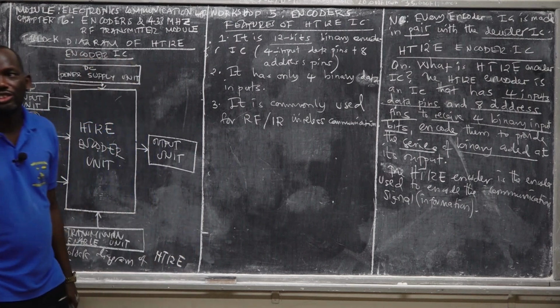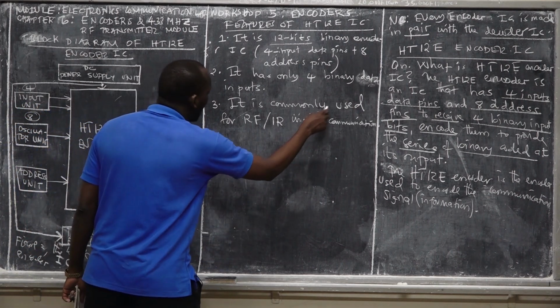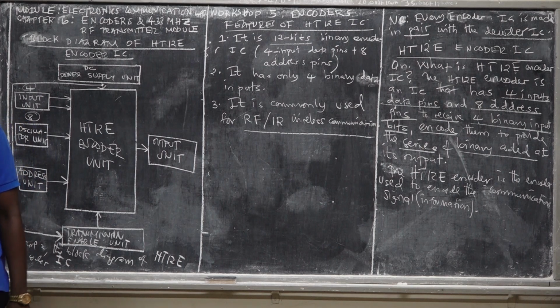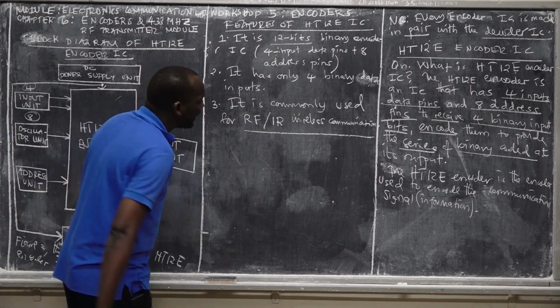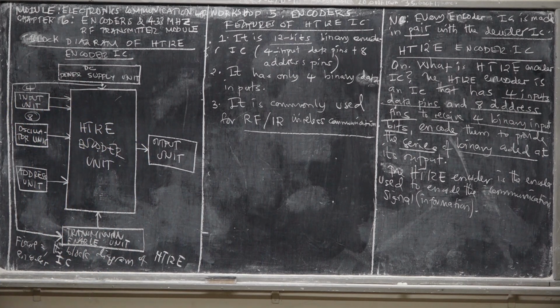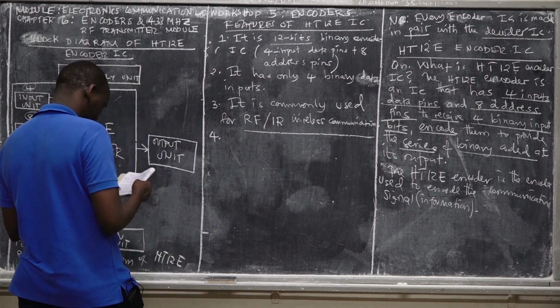So whenever we think about having a wireless communication, we say that we need this encoder to interface with an RF transmitter or IR transmitter. So it is commonly used for RF or IR wireless communication. Read that feature. Communication. Good.